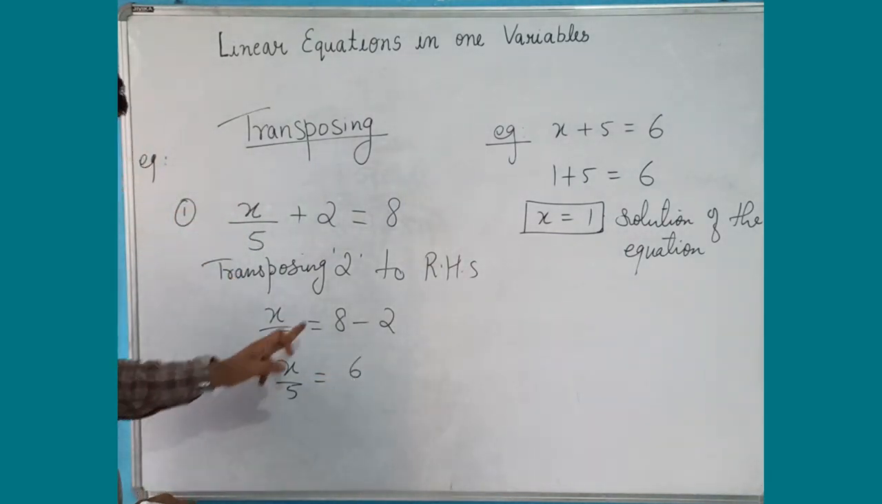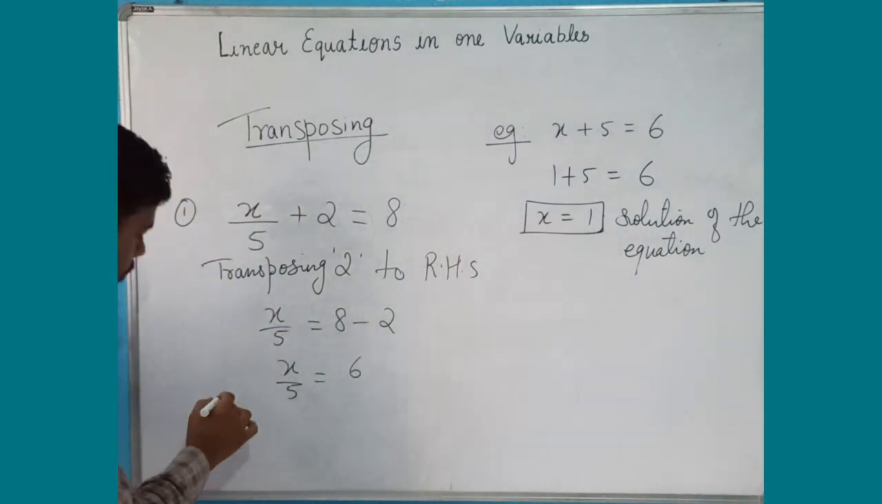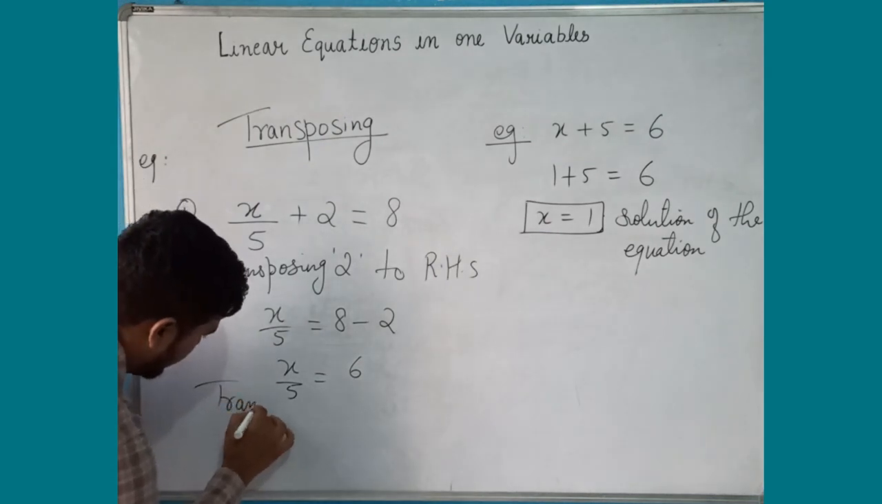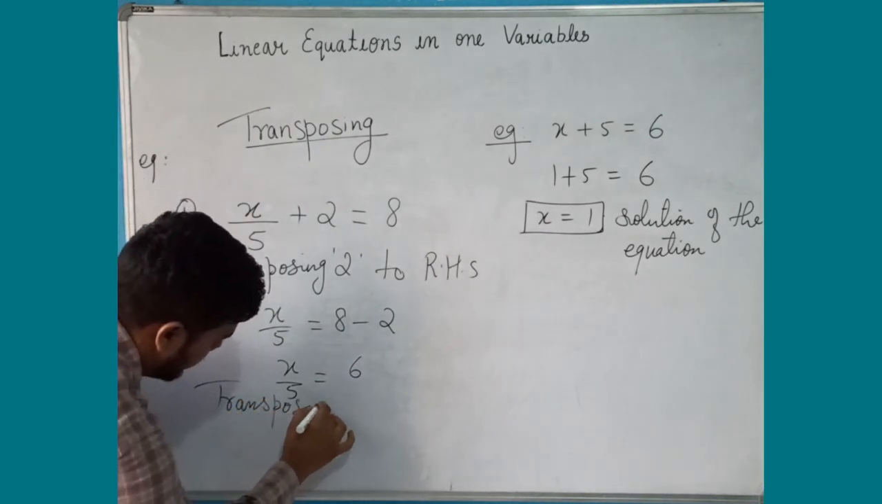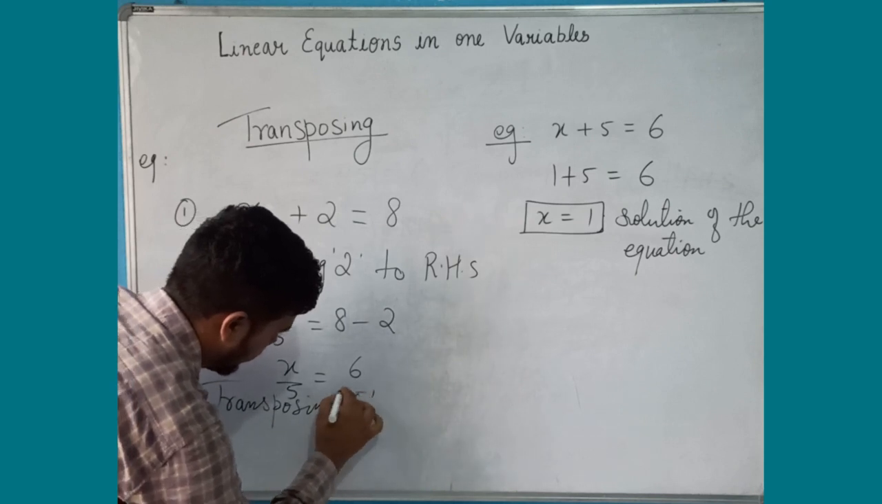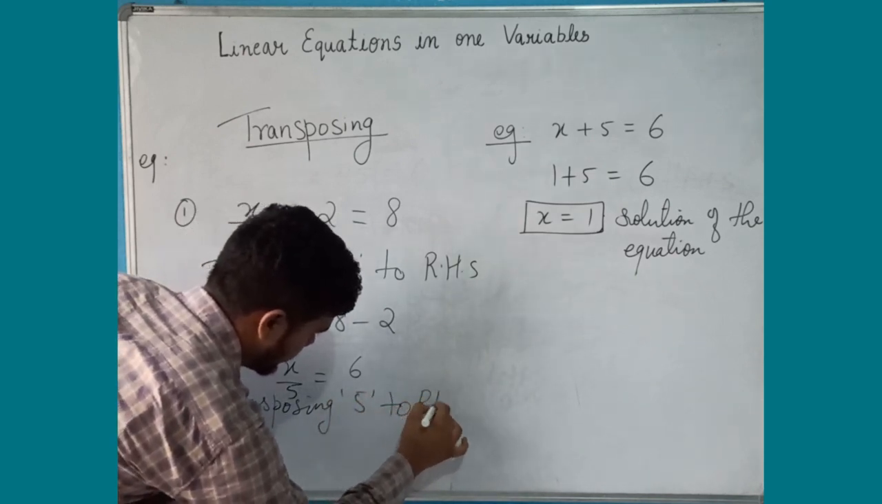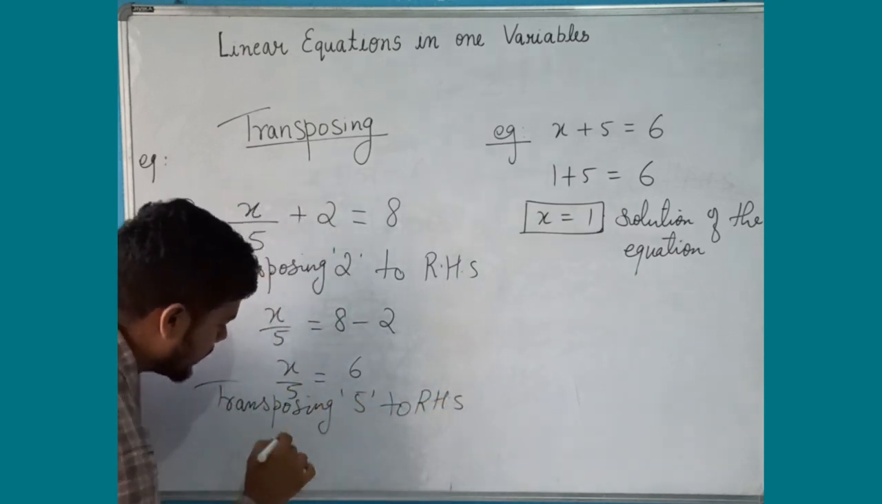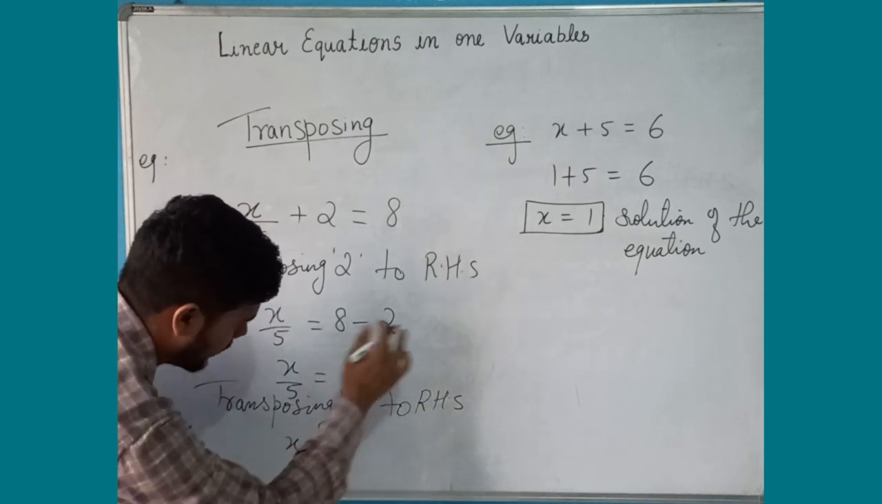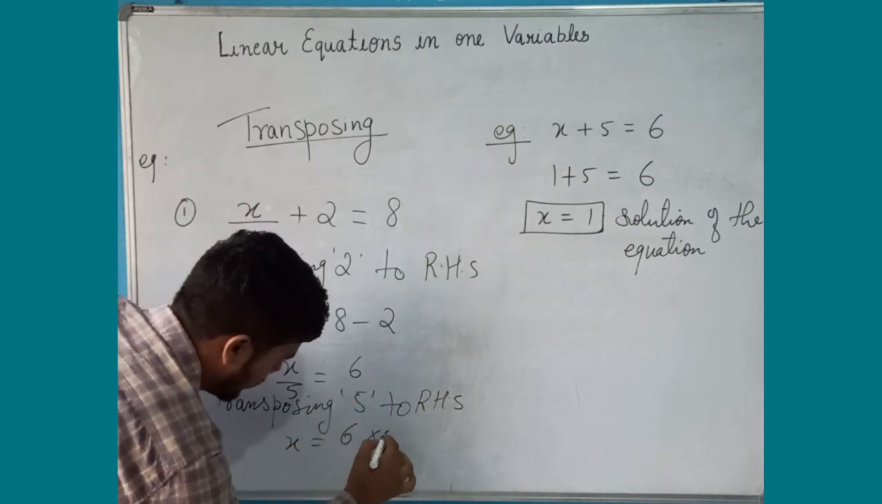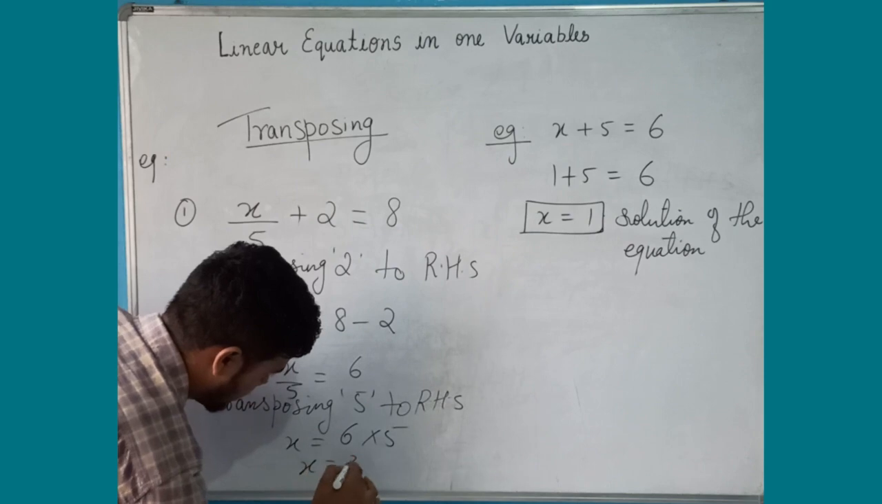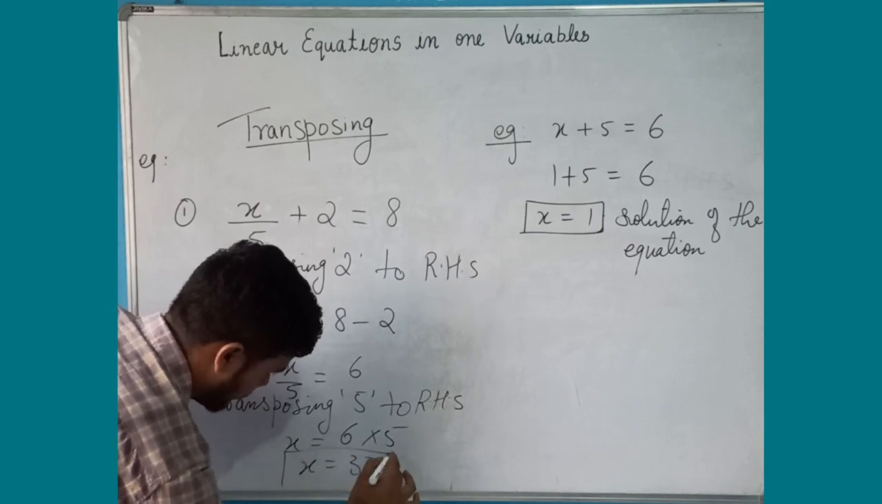Now this 5 has to be transposed to the other side. So transposing 5 to RHS. What will I get here? It is division, so when it goes on to the other side, it becomes multiplication. So the value of x is equal to 30.